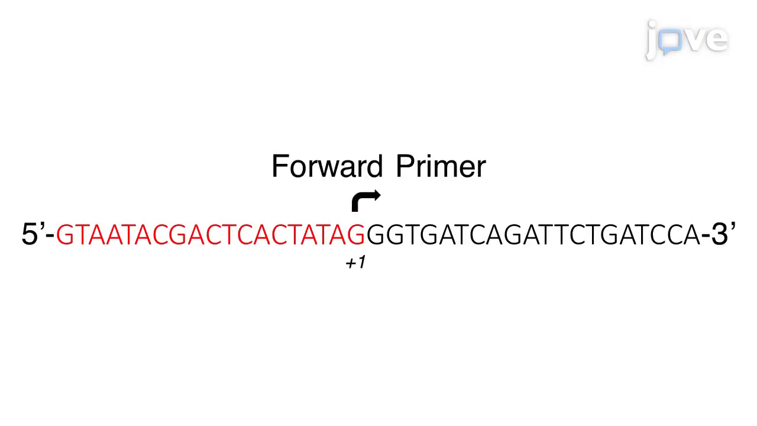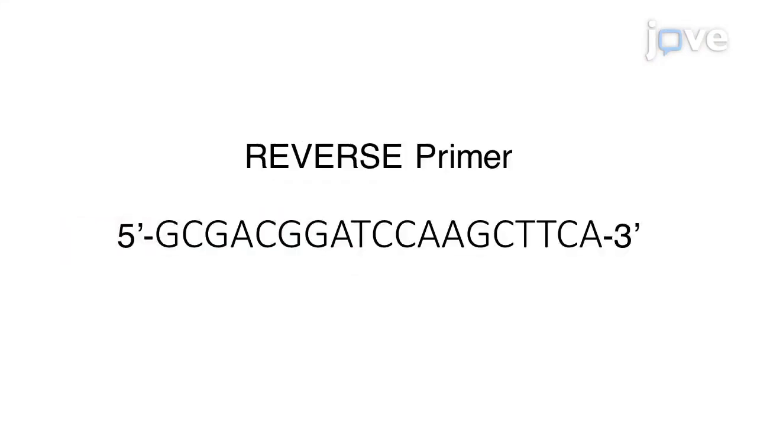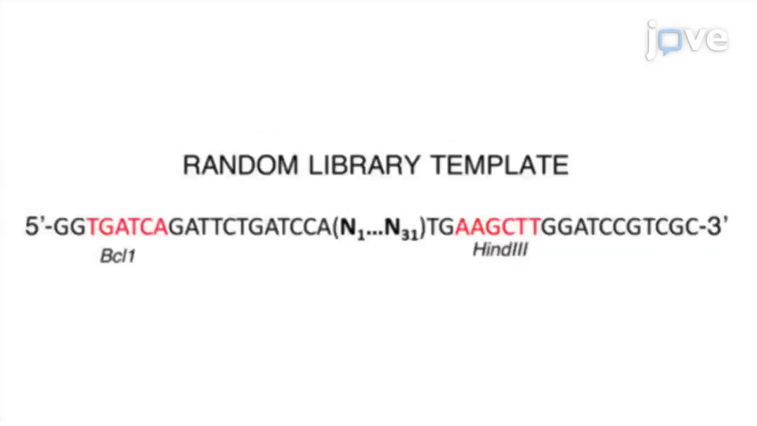First, synthesize the forward primer and the reverse primer by chemical synthesis on a DNA synthesizer. Also synthesize a random library oligonucleotide template with 31 randomized positions.